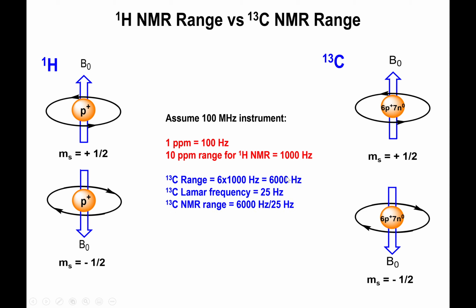So if you divide 6,000 by 25, you find out that this equals about 240, and then that's the window that you see for carbon NMR, just because you have more protons available in the carbon NMR nucleus compared to that of the proton. Now for the proton, I told you that the Larmor frequency is 100. So if you divide 1,000 by 100, you end up with 10, which is your 10 ppm window, right? So that's how you end up with these values.